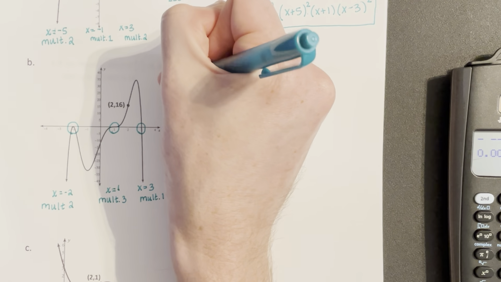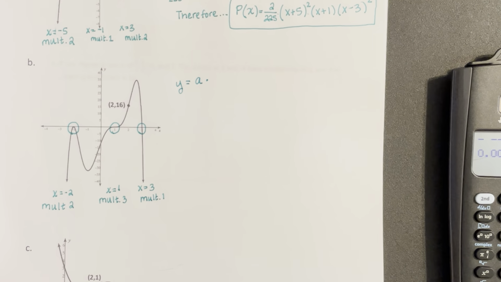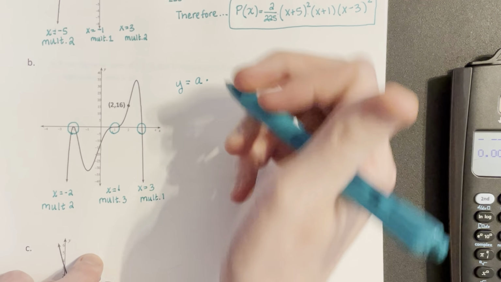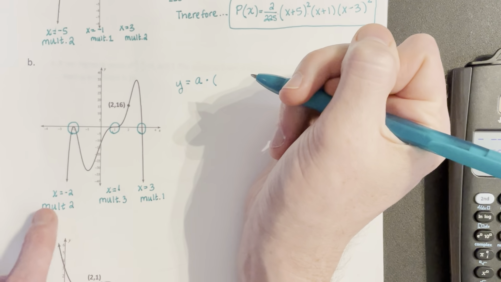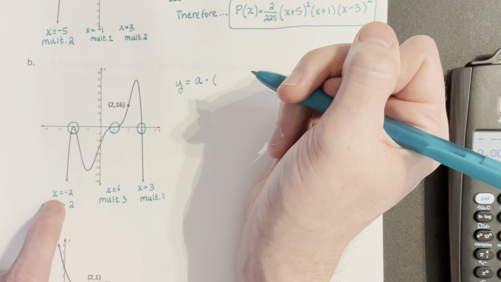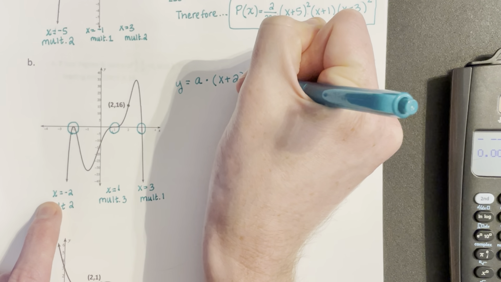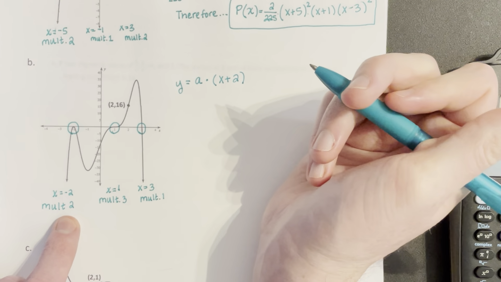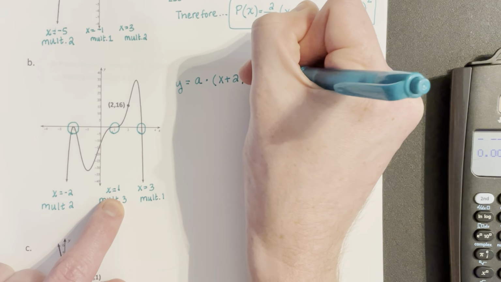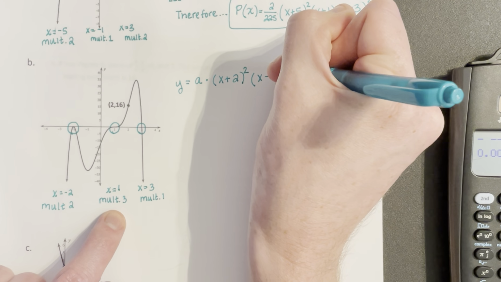Now let's turn that into our factored form. I'm still going to include the a because I don't know what that vertical stretch or shrink was. And then we can start writing our factor. So if a zero is x equals -2, I'd add 2 to the other side to get x plus 2. And it has a multiplicity of 2, so that becomes squared. X minus 1 has a multiplicity of 3.